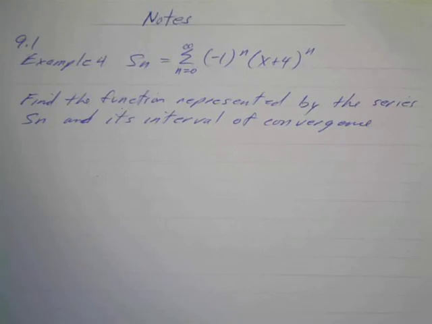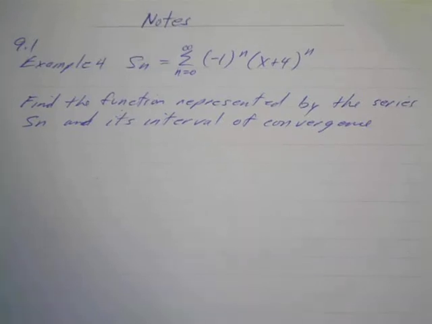Here's another example from section 9.1. I'll just call it example 4. This is a series, S sub n equals the summation, as n goes from 0 to infinity, of negative 1 to the n power, times x plus 4 to the n. And we want to find the function represented by this series. This series will represent some function on a particular interval of convergence, so let's find that interval of convergence also.